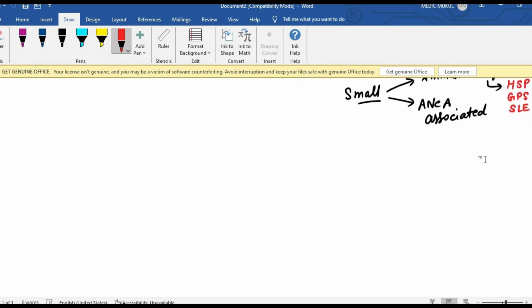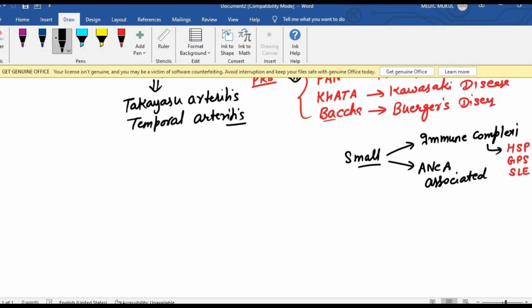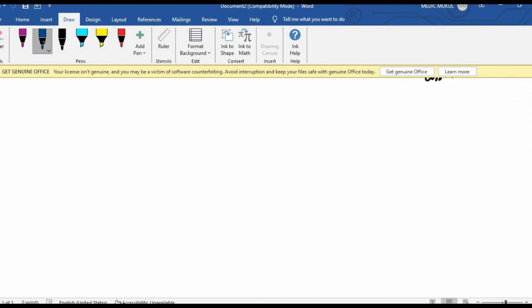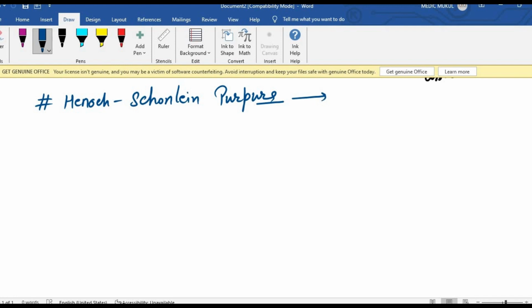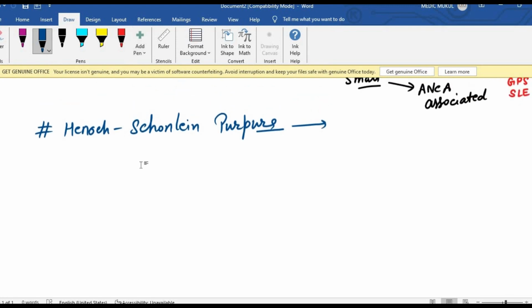Now let's talk one by one, and we are starting from Henoch-Schonlein purpura, because it is important from your Krok 2 point of view. First we will study everything about Henoch-Schonlein purpura, and later we will discuss a few important points and revise in 2-3-4 sentences. Before that, write down the most common vasculitis in adults.